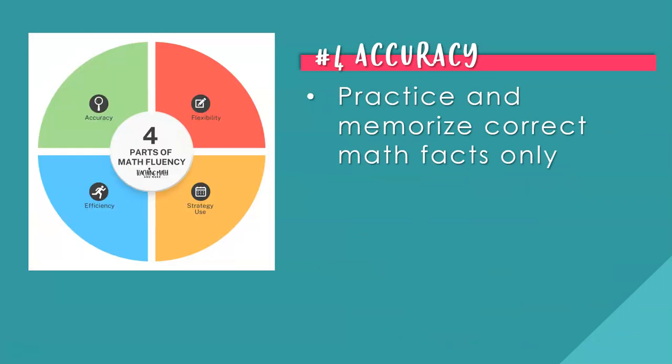Part 4 of math fluency is accuracy. It's the last part and probably the most important one. Practicing and memorizing multiplication facts must be accurate and correct only. Be sure to make corrections and share with students only correct answers. Let's look at some ways to practice and memorize correct facts.